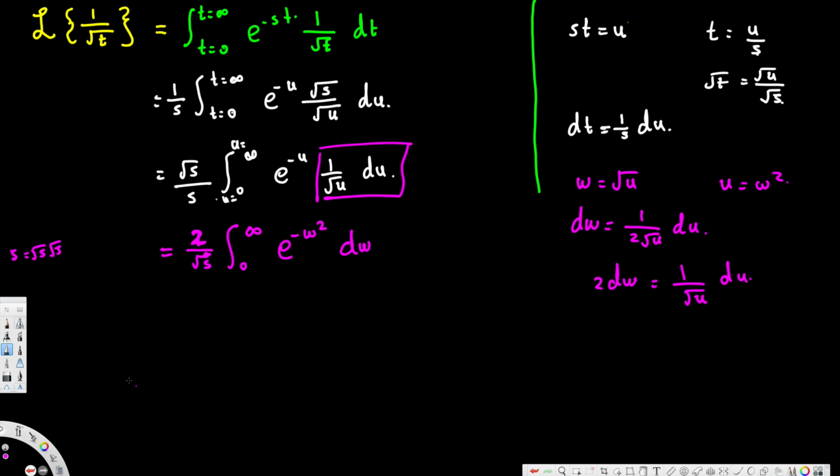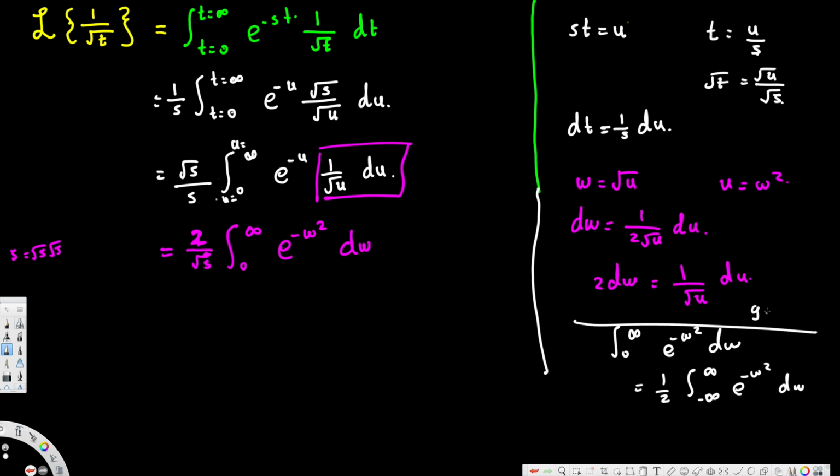And from this we know there's a famous integral called the Gaussian integral. It says that when you have the integral from 0 to infinity of e to the power negative w squared dw, you can integrate this as half of the integral from negative infinity to infinity of e to the power negative w squared dw. This is called the Gaussian integral. So finally this is all equal to half square root of pi. That's what we are going to do right here.